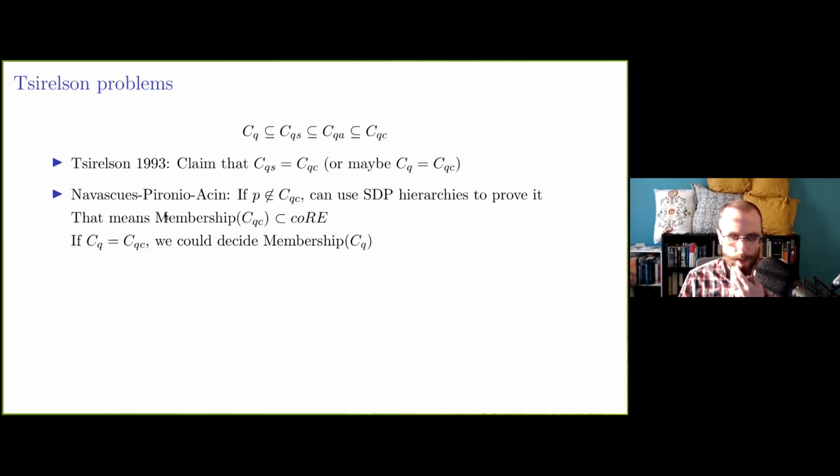Now, what's the history of these? What's known about them? Well, Tsirelson introduced the study of these, and in a 93 paper, he claimed that CQS is equal to CQC, though it's a little ambiguous whether he was actually studying CQS or CQ, so maybe it was CQ equal to CQC. This is in the prehistory of the subject. And so he has a description.